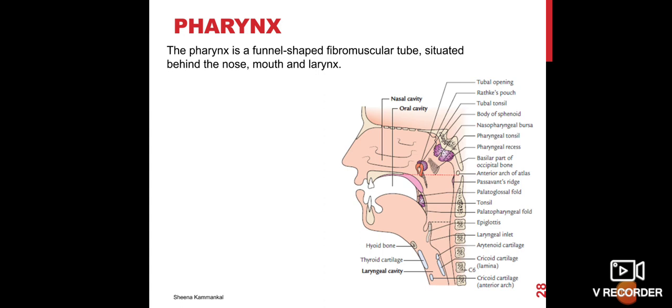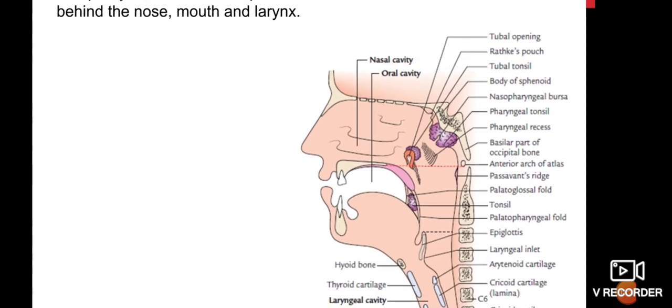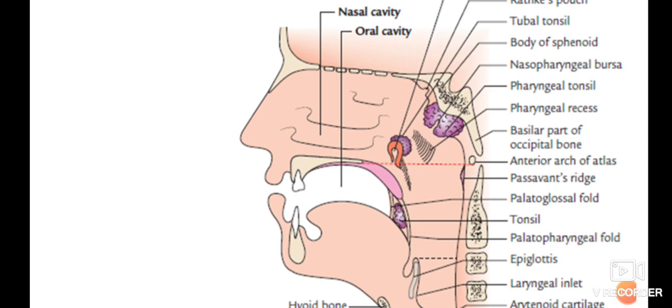So, since the mouth, nasal cavity, and the larynx come in front of the pharynx, it is called nasopharynx, oropharynx, and laryngopharynx. So, when we move to the first part, the nasopharynx, here you can see this is a nasal cavity. Behind the nasal cavity, we can see the part of the pharynx. So, this line represents the limit of the nasopharynx. It starts from here till here.